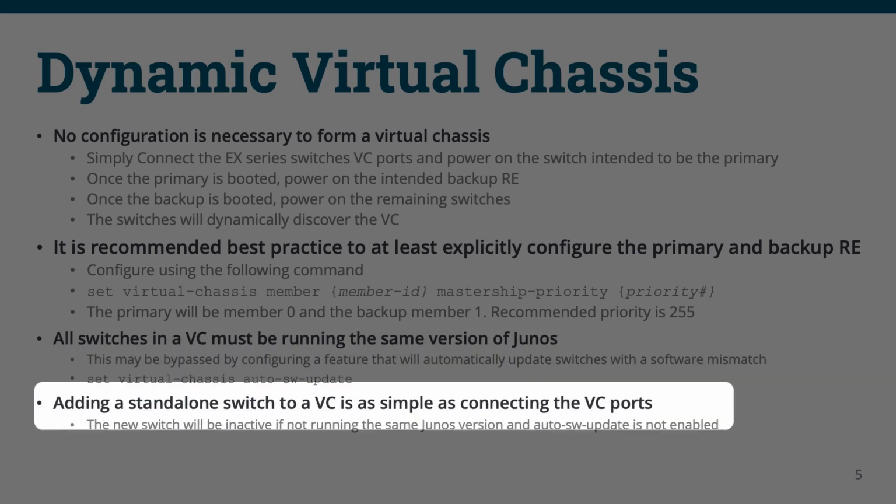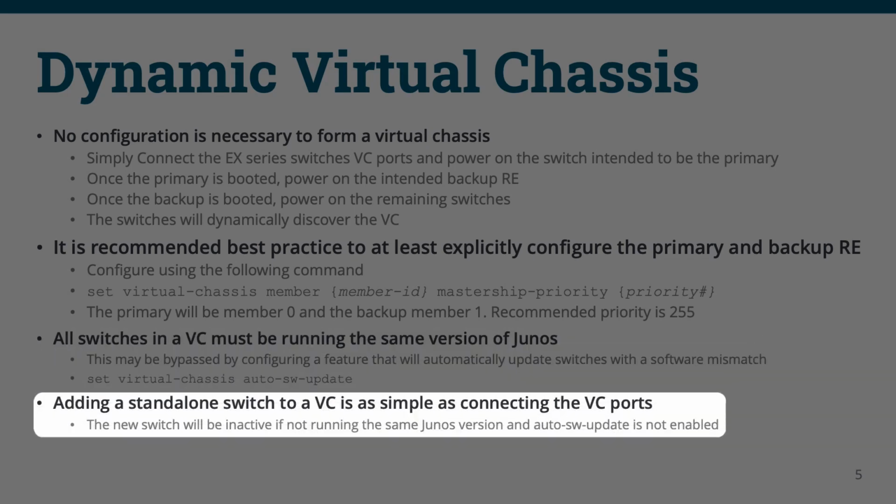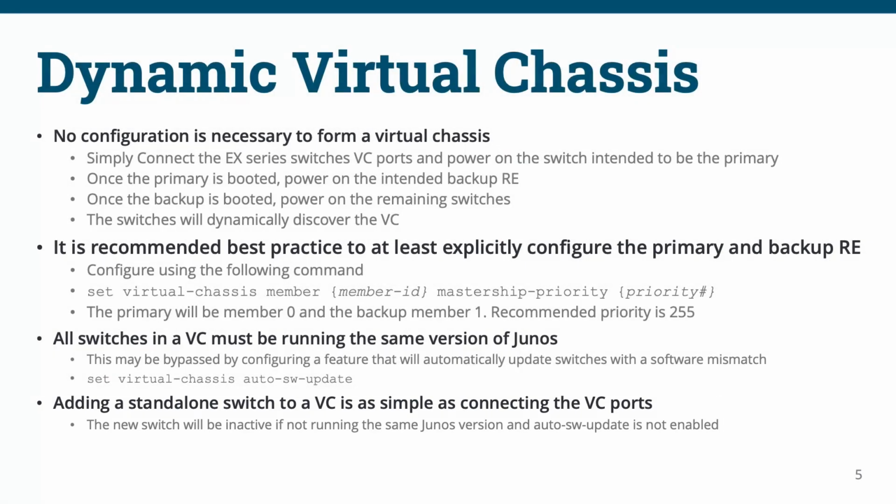Finally, to add another standalone switch to an existing virtual chassis, it's as simple as connecting the VC ports and powering on the switch. Of course, the same Junos version requirement stands if the auto-sw-update configuration is not present. Excellent. Now we've talked a bit about virtual chassis ports, or VCPs. Let's cover those in a bit more detail next.